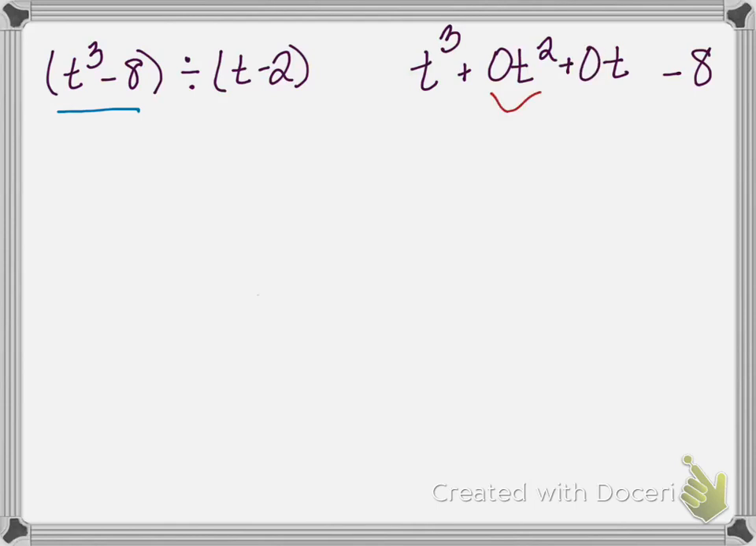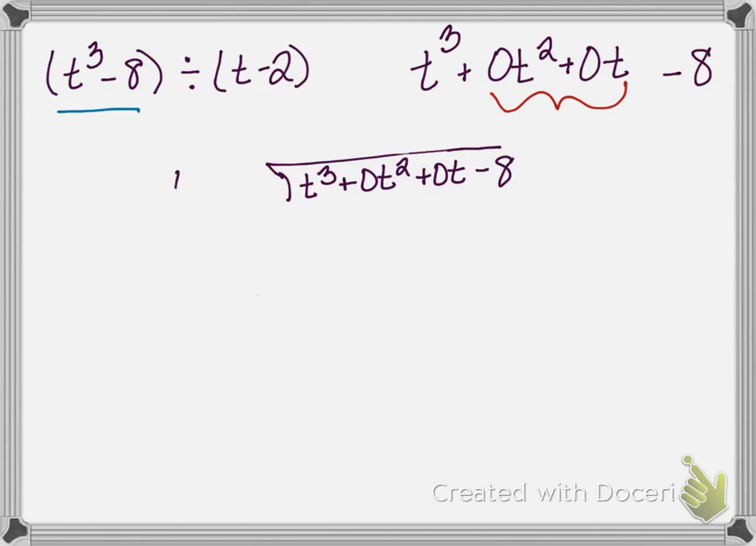You have to add in the missing terms because you've got to go from t to the third to t squared to t to your constant. If you don't have all of those, you've got to put 0 in for those. That's super important, and it's a very common mistake for students. So I want to put t to the third plus 0t squared plus 0t minus 8 into my box. Then I'm going to put t minus 2 on the outside.